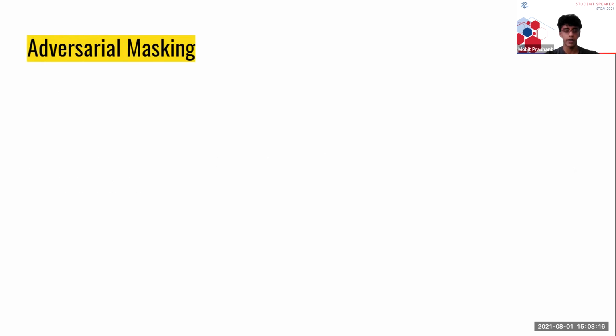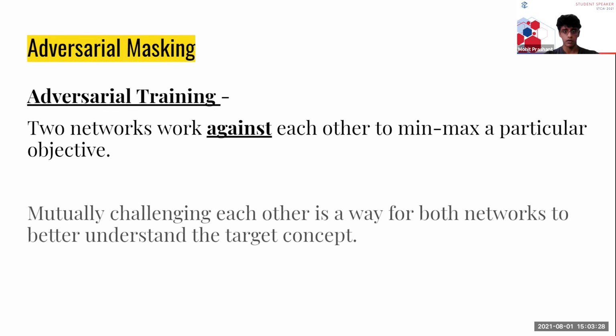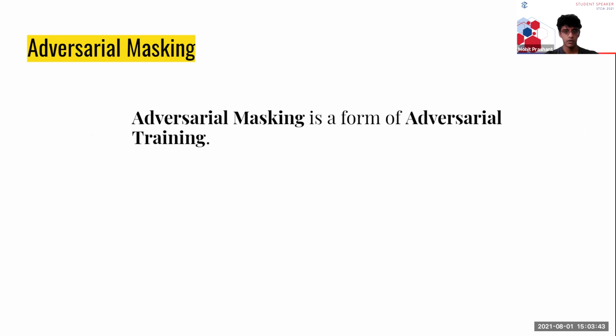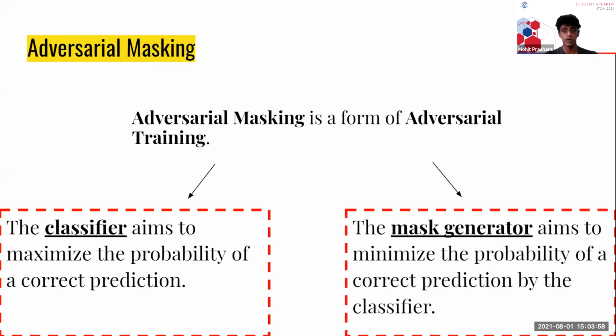As the title adversarial masking might imply, we're basing this on adversarial training. And just to brief you quickly on this as well, two networks work against each other to min-max a particular objective. Because when min-maxing, you are mutually challenging each other, and you might be able to learn the target concept a bit better. A classical example of this are generative adversarial networks. Adversarial masking is a form of adversarial training, wherein the classifier aims to maximize the probability of a correct prediction, and the mask generator attempts to minimize this.